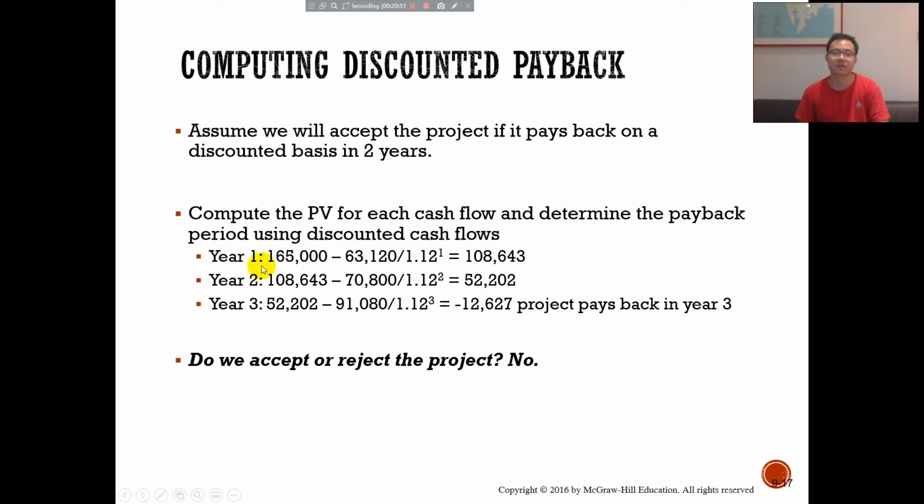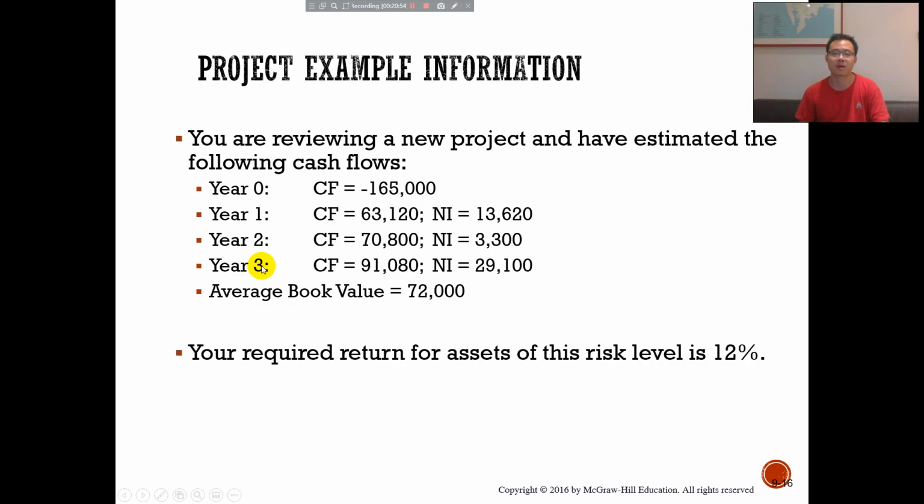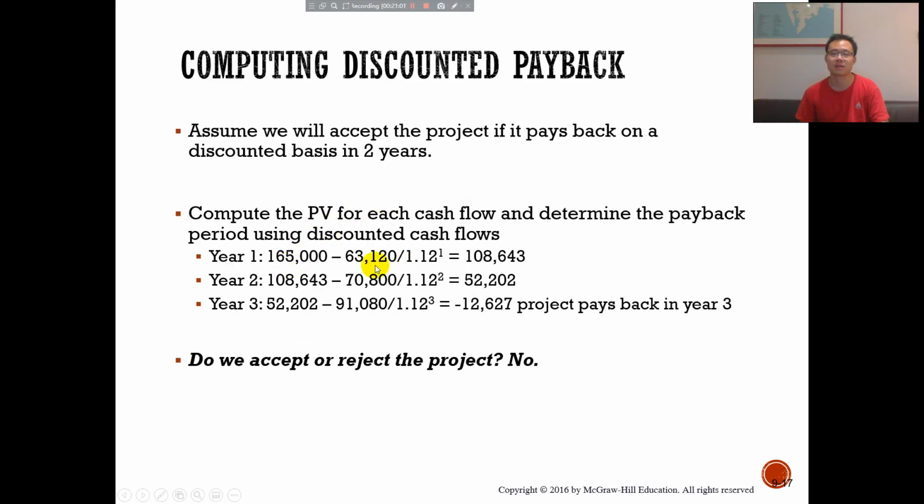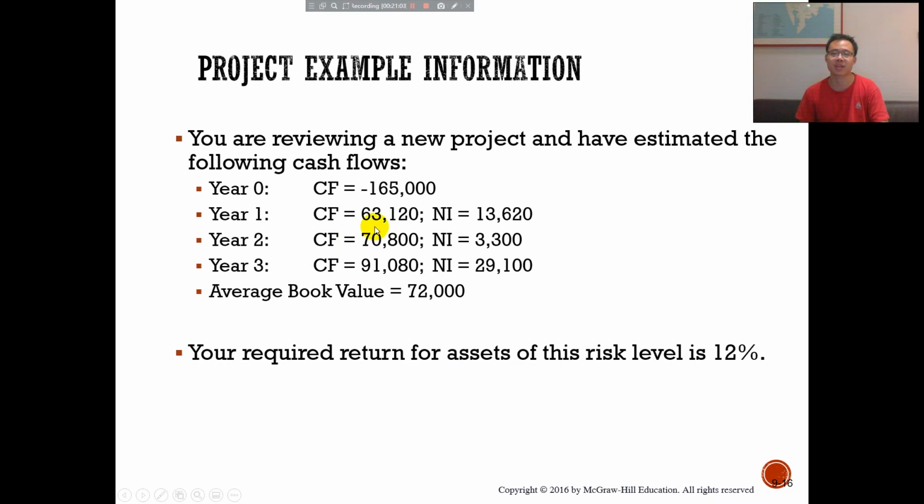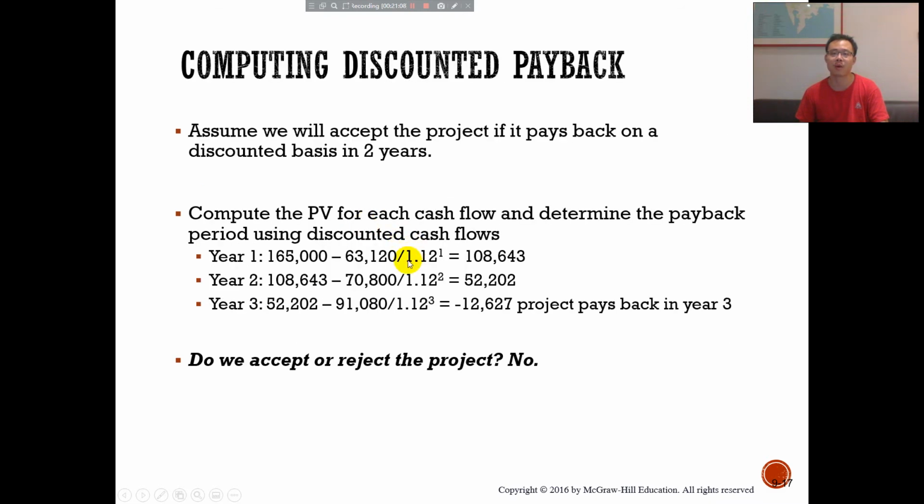At the end of the first year, our initial investment is $165,000. And what is the present value of the first cash inflow? It's 63,000 divided by 1 plus r to the power of 1, because it's at the end of the first year. So you subtract the present value of the first cash inflow from the initial investment, and you find that you still have 108,000 and a little bit more to be recovered.